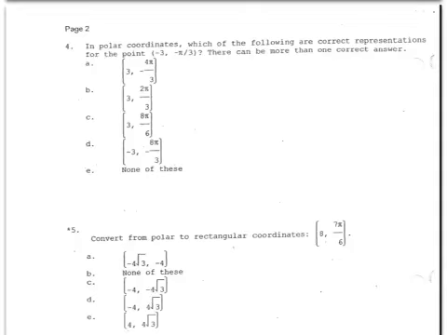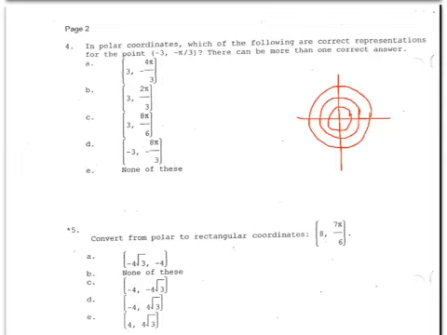Okay, for the next page, in polar coordinates, which of the following are correct representations for the point -3, -pi/3? So I'm just going to draw a quick graph of where this point is, because then I think it'll be pretty easy to see what other coordinates would match up. Let's get 3 rings going, and -pi/3 is right here. But we want to go backwards 3. So our point will actually be right there.